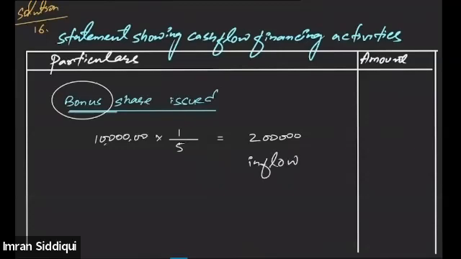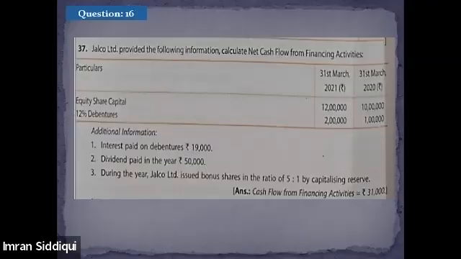But because these are bonus shares, this does not cause any inflow of cash. Will there be any inflow of cash if the company is issuing these shares on bonus basis? Answer is no. If you pay close attention to the question, the equity share capital at the beginning was 10 lakh and at the end of the year it is 12 lakh. So the additional 2 lakh has been issued as a bonus share, and this is not causing any inflow of cash.